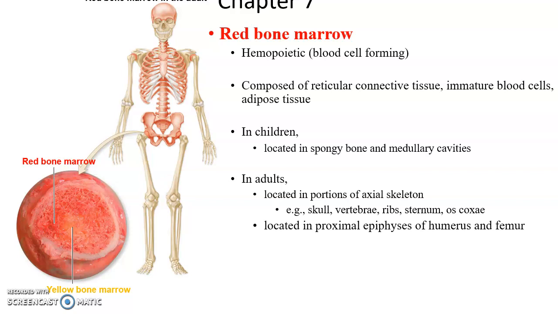In children, red bone marrow also fills the medullary cavities, so children have very little to no yellow bone marrow. In adults, we primarily only have the red bone marrow in the bones of the axial skeleton, so the skull, the vertebrae, ribs, sternum, os coxae, and also the proximal epiphyses of the humerus and femur.